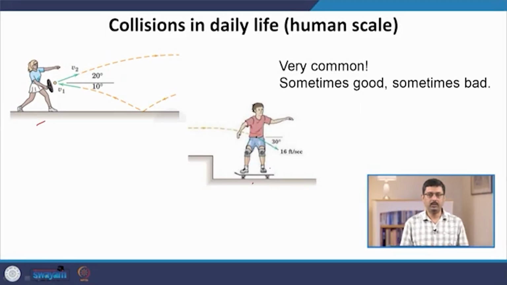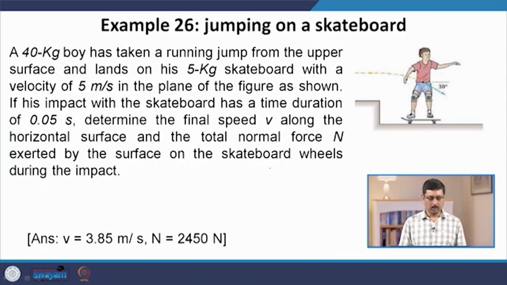These are examples where collisions are useful, and sometimes collisions can be very bad, such as a collision between two persons or between two cars. But we all have experience with collisions, and they are very common in our daily life. Sometimes collision is good for us, sometimes it is bad, but this is something we should know how to analyze. So, we are going to take some examples from daily life.